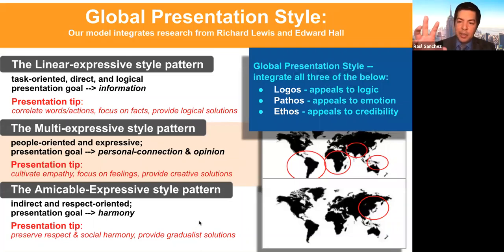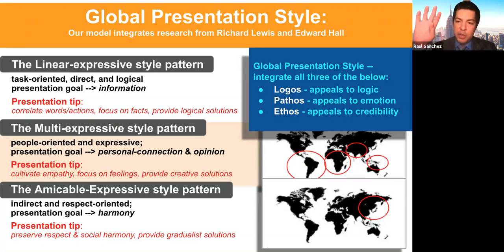So the idea is, we're not trying to think of a particular country with its own presentation approach. We live in a globalized era. We have mixed audiences in the same presentation space. So what you want to do is integrate all of these preferences into one singular style, which is an international presentation style. So how do you do that? There was a very smart man, Aristotle, who came up with a framework a long time ago. He was a master rhetorician.